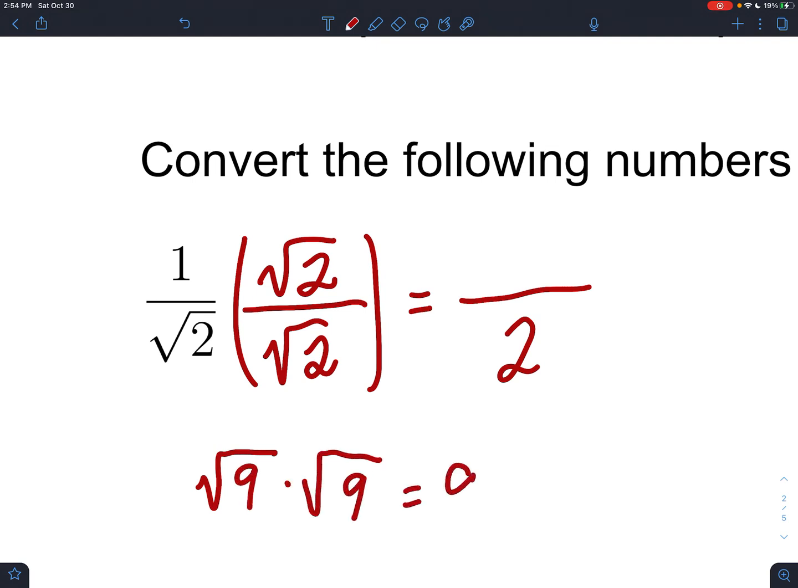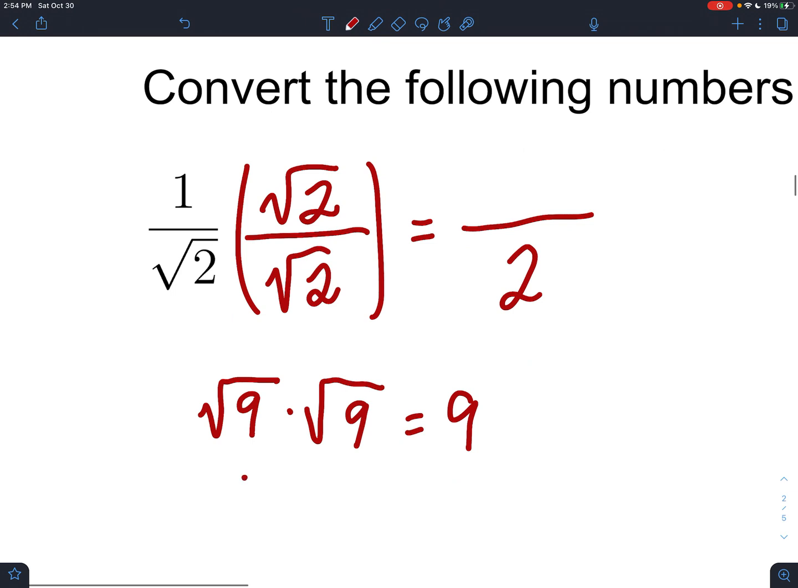Well, think of it for something like 9, right? The square root of 9 times the square root of 9 is 9. And the reason why is because these are both 3, right? So that gives you a little bit of support of why the answer is 2 in the bottom.